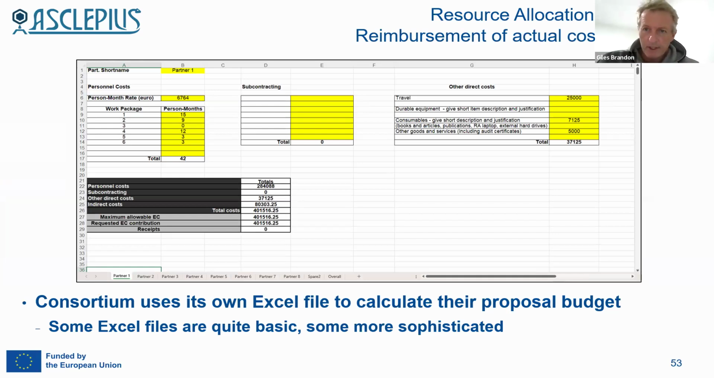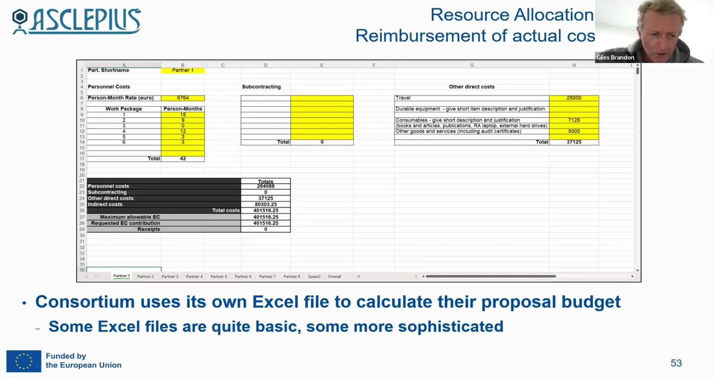So, enough words about lump sum funding. We step back for a moment and talk about reimbursement of actual costs. So here, I'm showing on this slide also an example of an Excel file. The thing to understand here is the Commission doesn't provide an Excel file. They don't insist that you use a particular Excel file. They don't require that you upload an Excel file when you make your submission. Nevertheless, of course, in order to calculate a budget for reimbursement, you're almost certainly going to have an Excel file, yeah?